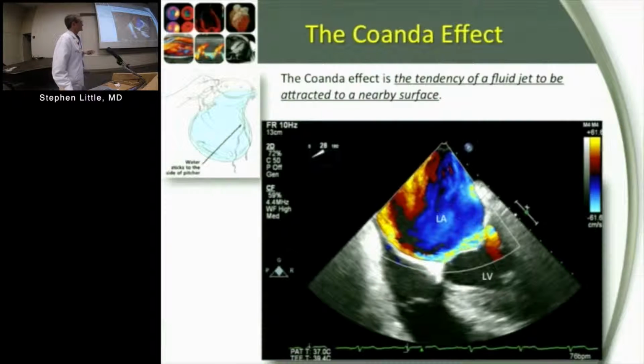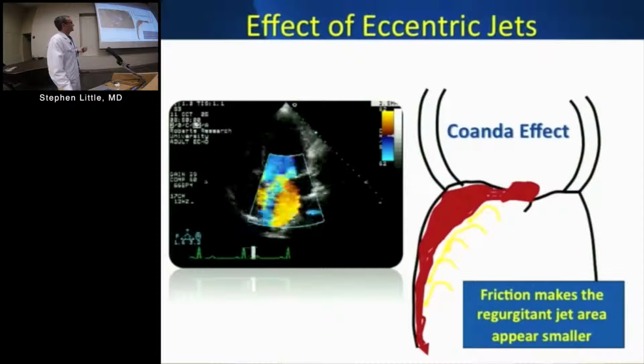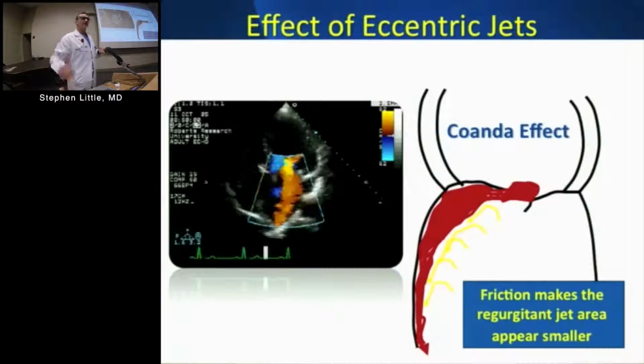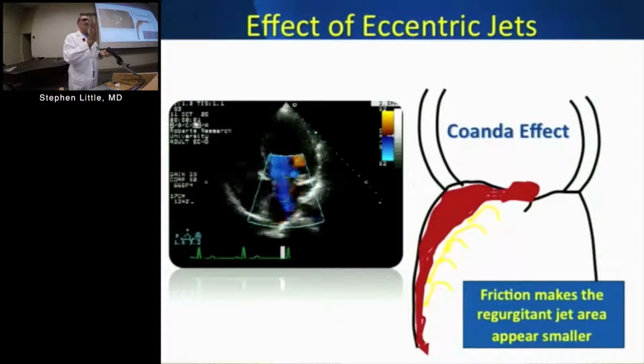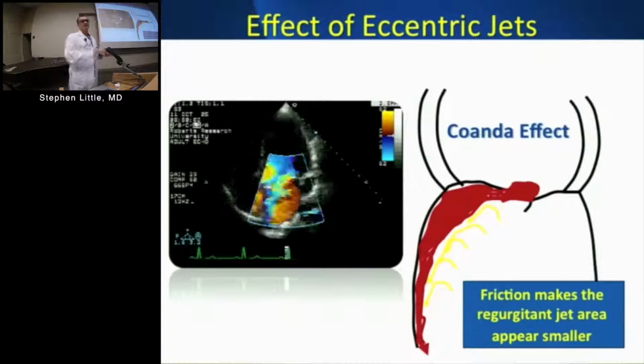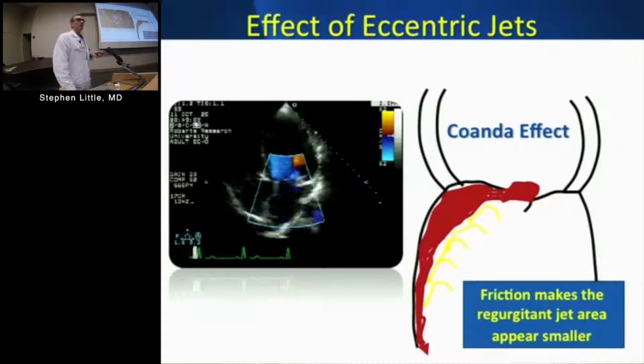One of the things is we tend to reserve the term Coanda for a jet that hugs the wall immediately. As soon as it enters the LA, it's hitting the wall. Not a jet that is slightly off-center. So fellows tend to say eccentric jets, eccentric jets quite often. But really, unless it hits the LA immediately as it enters the ventricle, it's not as much a big deal. It doesn't mean off-center. It means a true wall-hugging jet.